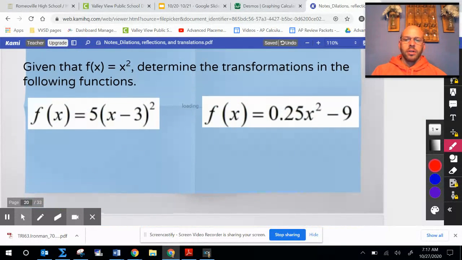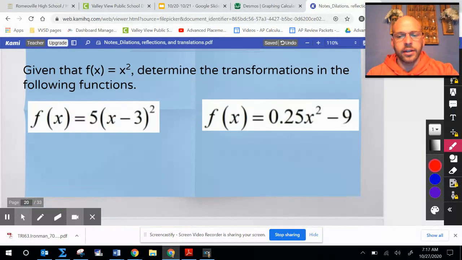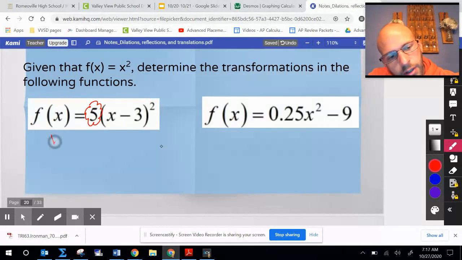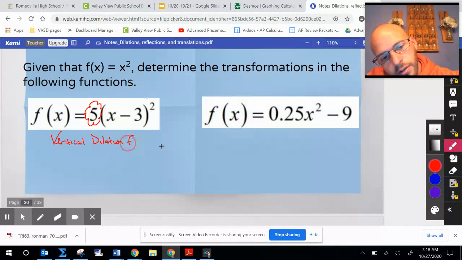Okay, so let's take a look. Let's put some pieces together here. So if you take a look, I'm multiplying the outside of my function by 5. So I have a vertical dilation factor of 5, which is a stretch.